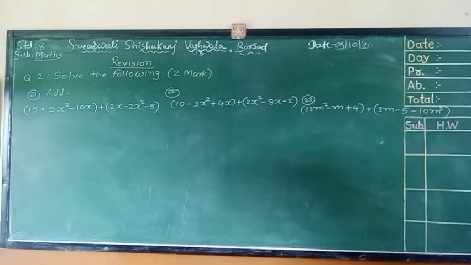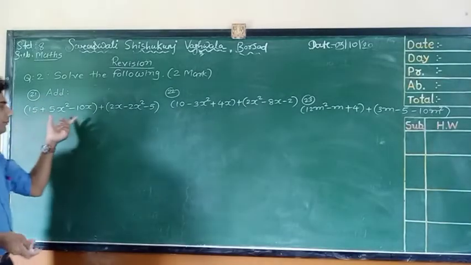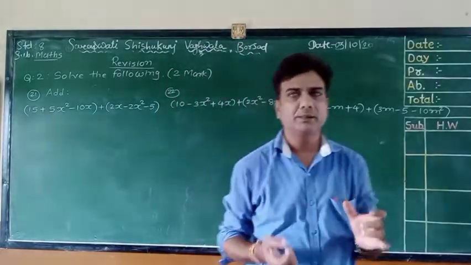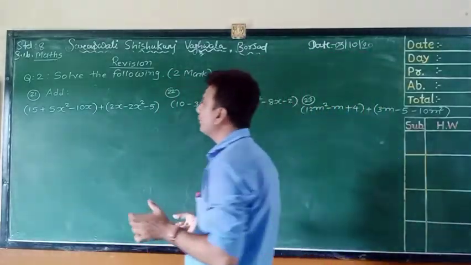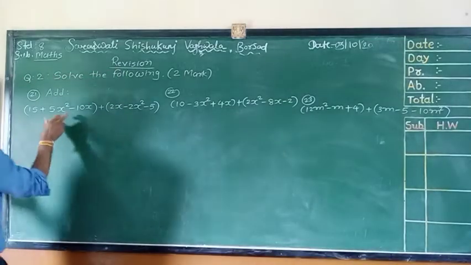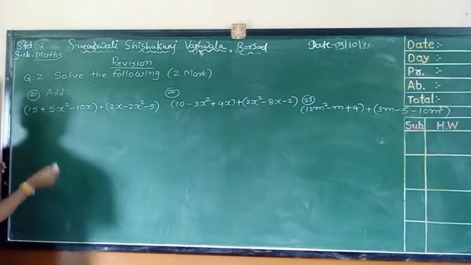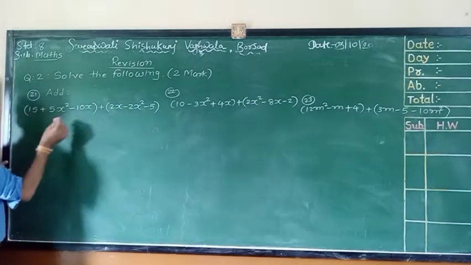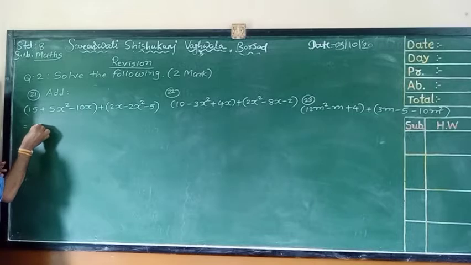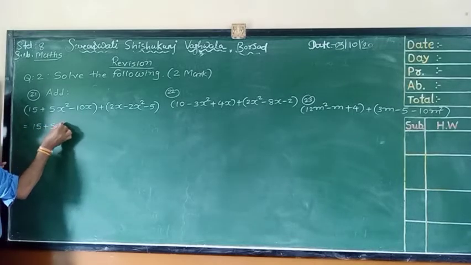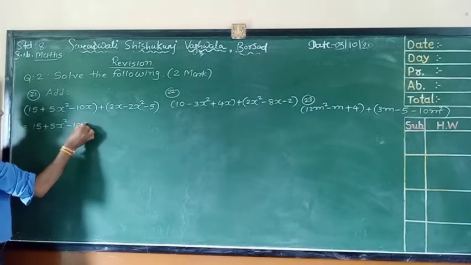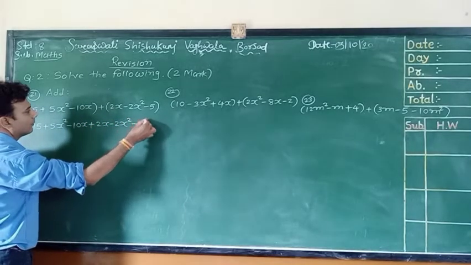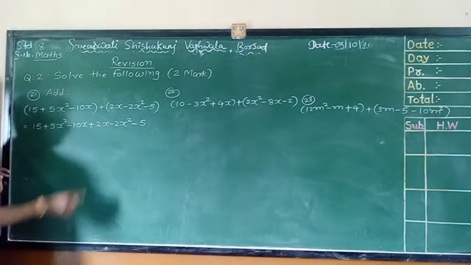Now in number 21, addition. It means this polynomial system. Terms are given, meaning star number. Here we want to do addition, meaning this term and this term we have to add. So first of all the plus sign means no problem. We will remove this bracket, so we can write 50 plus 5x square minus 10x plus 2x minus 2x square minus 5. Remove this one.